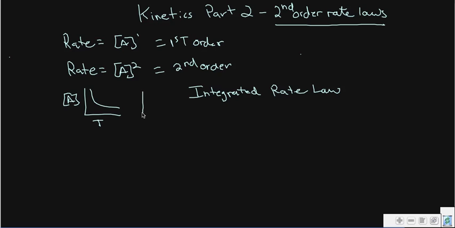The straight line you end up getting with the integrated rate law looks something like this. It's got a positive slope as opposed to the first order rate laws that had a negative slope. If you integrate it, you would get something like this: 1 over the concentration at a given time equals the rate constant of that reaction times the time, plus 1 over the initial concentration.